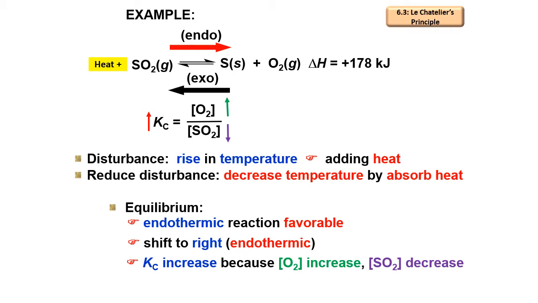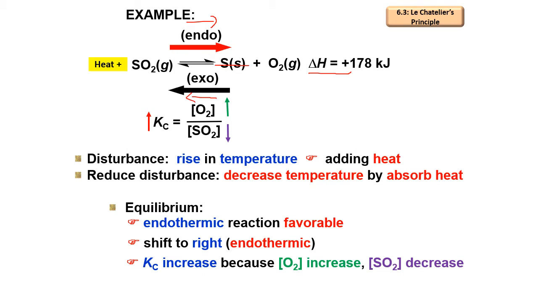Now, look at another example. SO2 gas produces sulfur solid plus oxygen gas. Sulfur is not included in the expression because sulfur is in the solid state. And then this is a positive value, meaning the forward reaction is endothermic. The forward reaction is endothermic. The reverse reaction is exothermic.